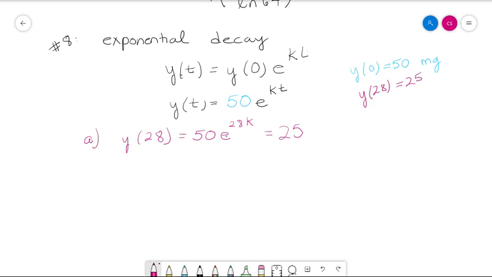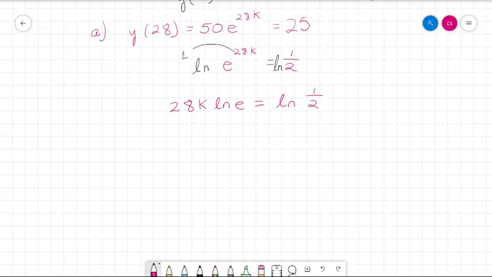So isolate your exponential expression. Divide both sides by 50, and it should equal half, right? Because we're dealing with a half-life. What do we do when our variable is in the exponent? We take the logarithm and bring it down. That's your strategy for variables in the exponent. What's the natural log of e? Just 1.